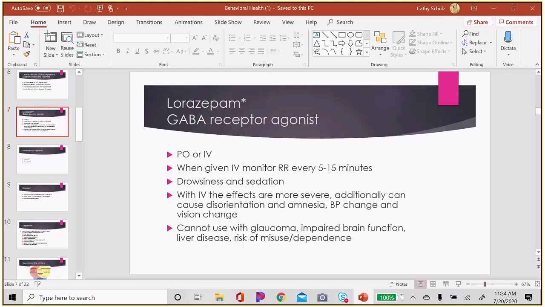Sure. So lorazepam or Ativan is a GABA receptor agonist, and we talked about that when we talked about seizure medications. And that means it's opening those chloride channels to allow chloride to get into the cell, and it makes it harder to depolarize the cell.